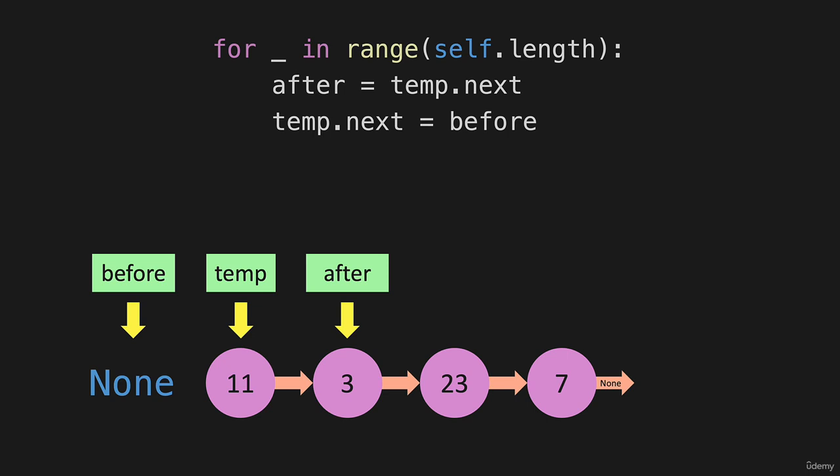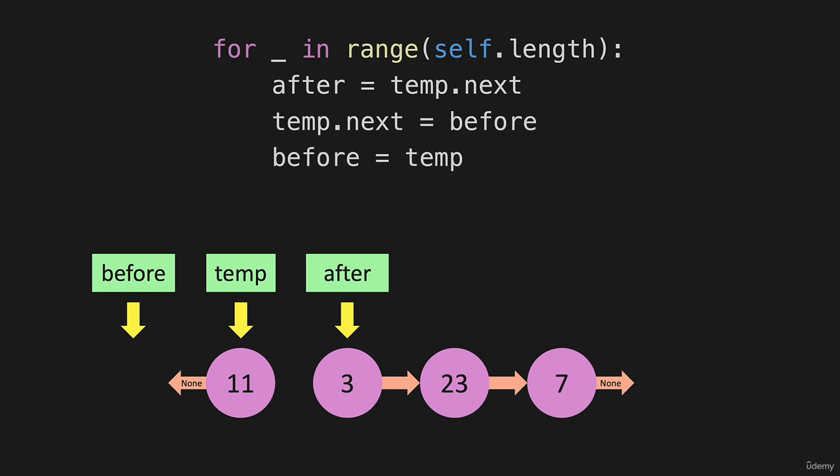Temp.next equals before. So that is temp.next. It's that arrow. This is what flips that arrow over the other way. Equals before. Remember, before points to none to begin with. And the thing that makes reversing the linked list difficult is you can see there's now a gap between the 11 and the 3. So you have to make sure that your linked list never breaks in such a way that you can't get to something across that gap. That is what the after variable is there for.